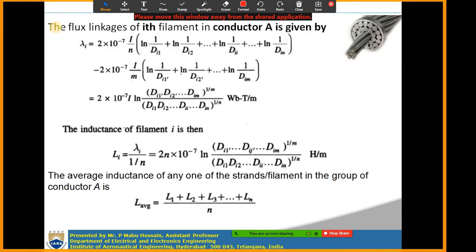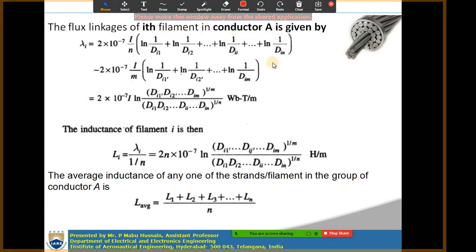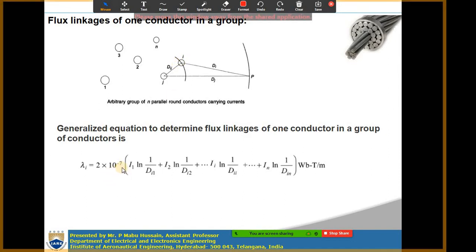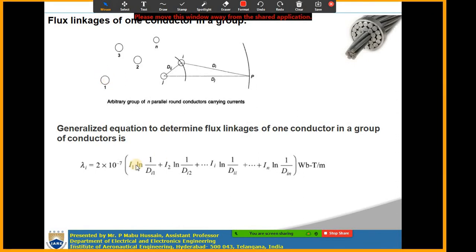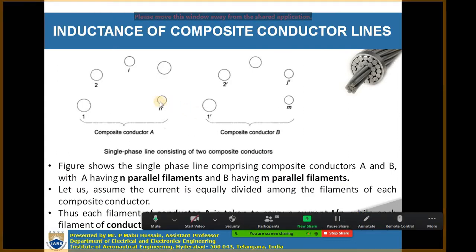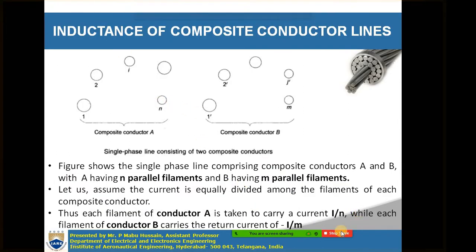Right. So now if you write the flux linkages of the ith filament or ith strand of the conductor from the previous expression, in a group of conductors you have developed the flux linkages expression, which is 2 into 10 power minus 7. So each conductor, each strand you have to consider. If you consider the first conductor, it will be I1 into ln 1 by di1. If you take the second one, it will be I2 ln 1 by di2. So from this expression you can write the flux linkages for the ith filament in conductor A, right? Here you are considering the ith filament or ith strand.